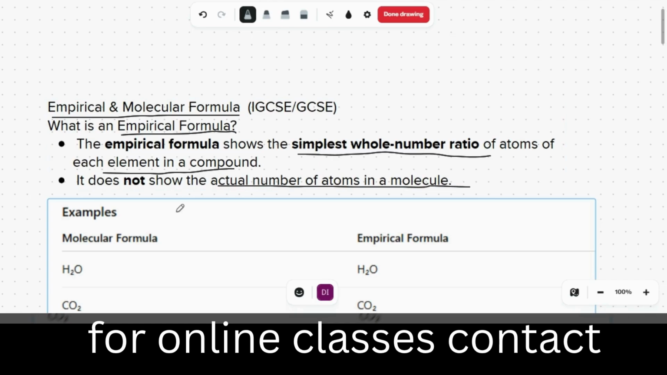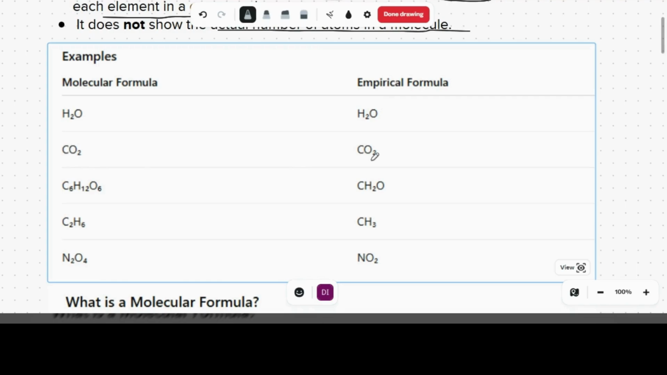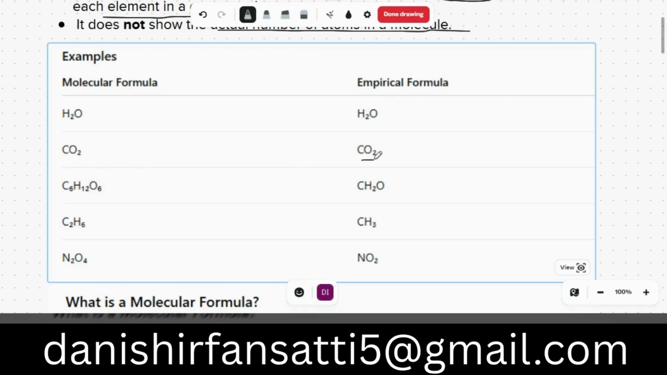Okay. For example, the molecular formula for water is H2O. Empirical formula is the same because we cannot simplify that. Okay. CO2, yes, that would be again the same because we cannot simplify CO2. Okay, that is a basic smallest value.